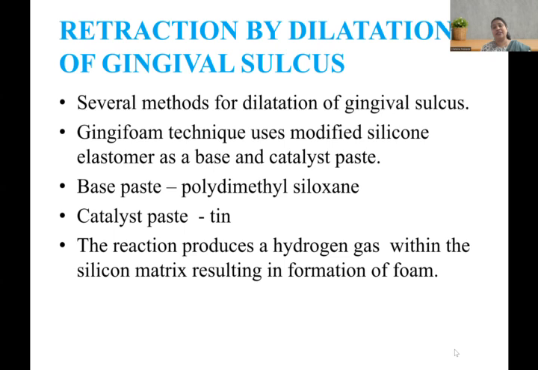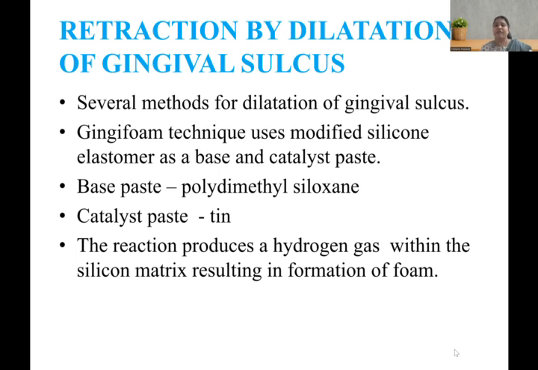Whereas in the other method, retraction by dilation of the gingival sulcus, we have various commercial products which cause dilation of the gingival sulcus. Among them, the Gingiform technique is used, which uses a modified silicone elastomer as a base and catalyst paste. The base paste contains polydimethyl siloxane and the catalyst paste contains tin. On combination, the reaction produces hydrogen gas within the silicone matrix, resulting in formation of foam.